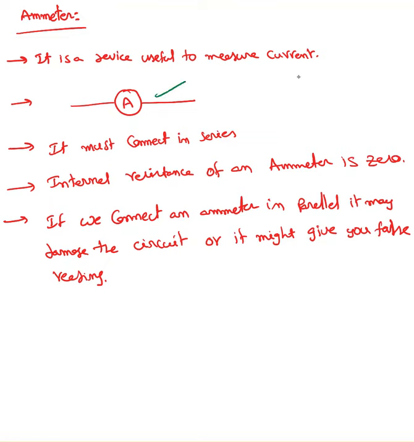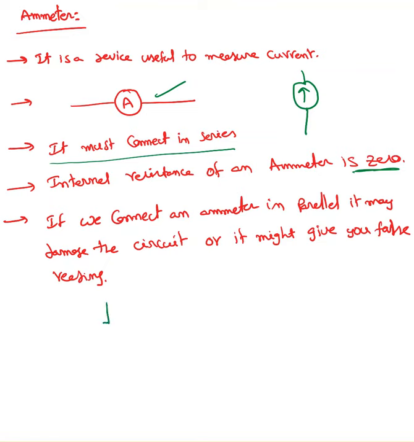Don't get confused with this. This is a current source. Ammeter, we always use A inside it. The internal resistance of an ammeter is 0, and it must connect in series to measure the current.